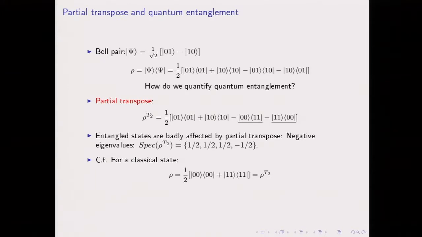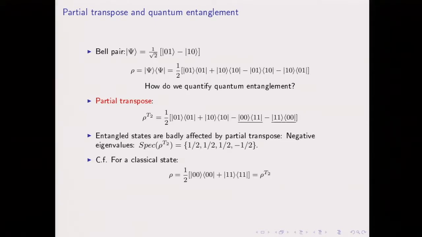Because of the correlations, your density matrix changes dramatically. In particular, negative eigenvalues appear. So that's the idea of the positive partial transpose criterion for the separability conditions. And if a negative eigenvalue appears, it means the state is not separable.